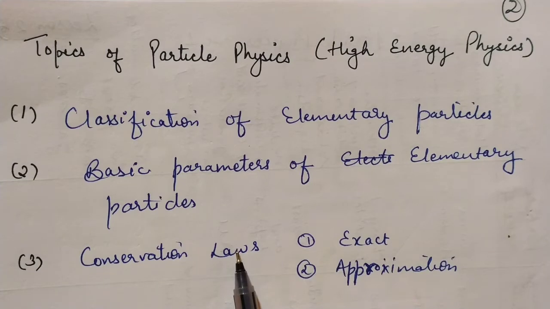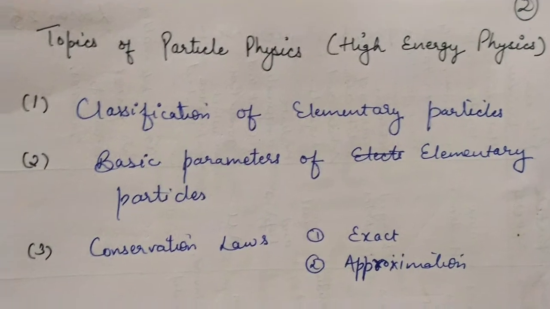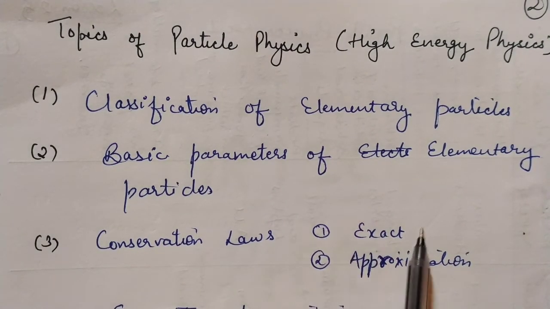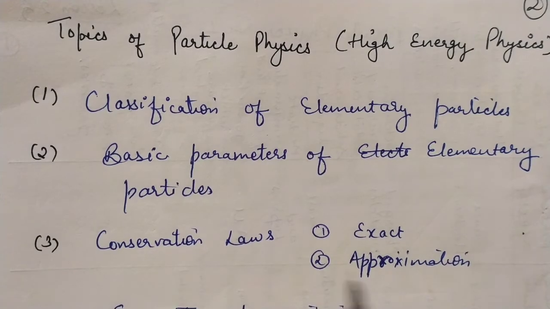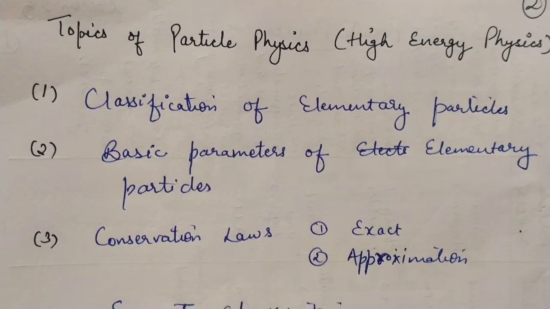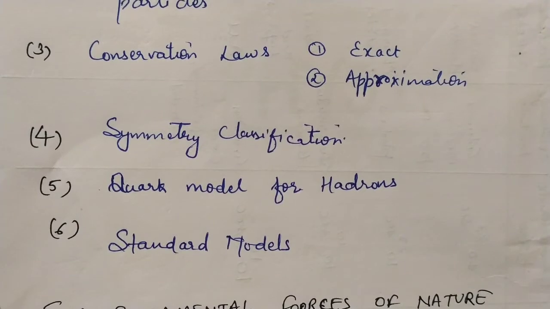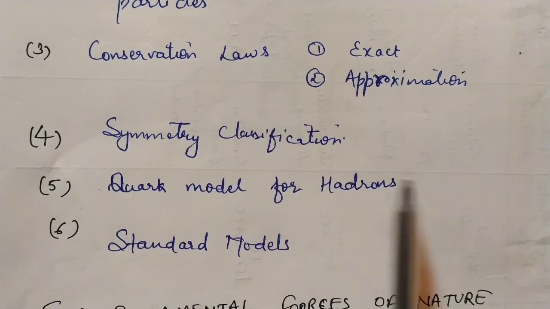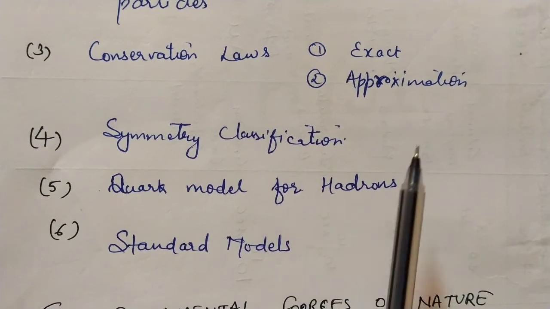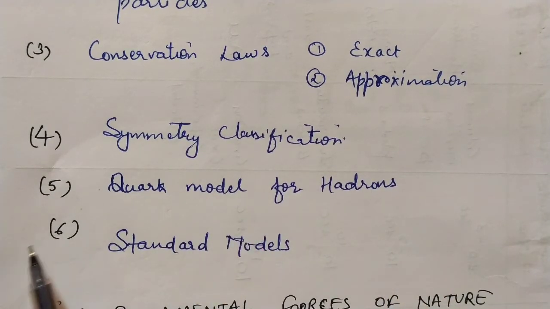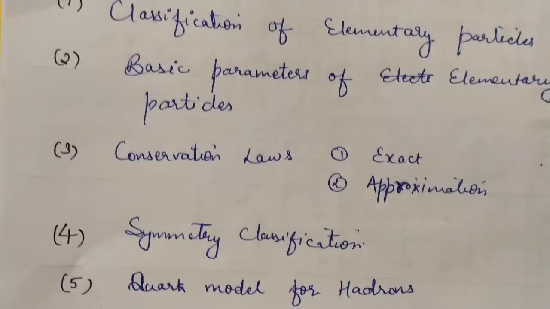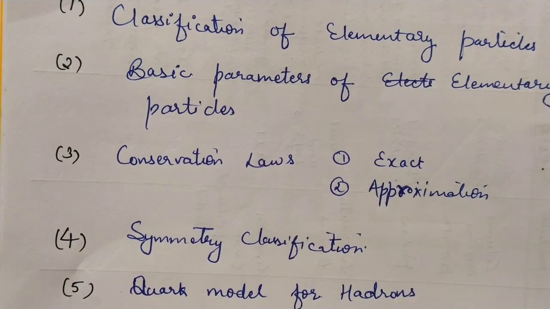Third one is conservation laws. We know that conservation laws are very important in our physics. So we are going to study the conservation laws, and these are of two types, that is exact conservation laws and approximate type. Okay, then we are going to study the symmetry classification, and after that we are going to study the quark model for hadrons, का quark model हम इसमें पढ़ने वाले हैं. Then sixth one is we are going to study the standard models. So these are the topics which we are going to cover in our lecture series of particle physics.